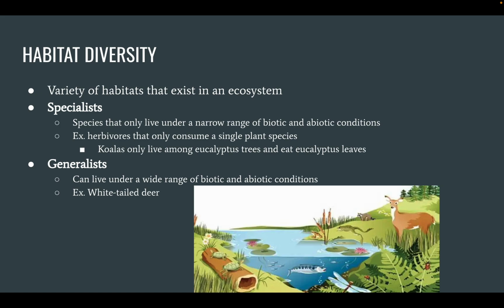So usually if there is an environmental change, specialists will be the first that are impacted because a smaller amount of change can actually have a larger impact on their population, whereas generalists are much less likely to be impacted. However, they can also be impacted as well. Usually specialists are impacted first, and then generalists would be impacted after that.